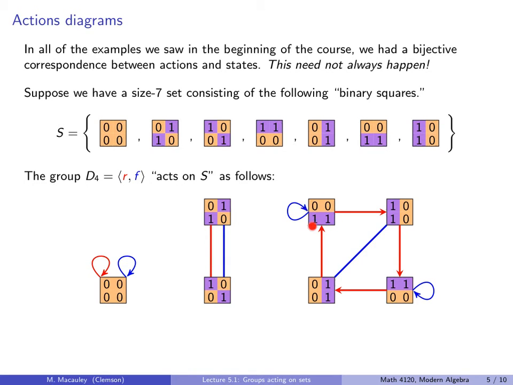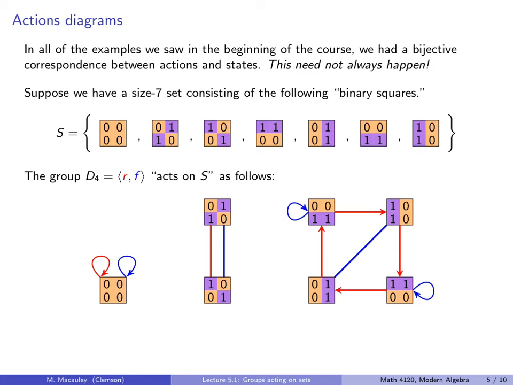Let's go over here, this 0, 0, 1, 1. If you rotate this 90 degrees clockwise, you get to this configuration, 1, 0, 0, 1. If you rotate it again, you get down here, and it takes 4 rotations to bring it back where you started. What about flipping it?